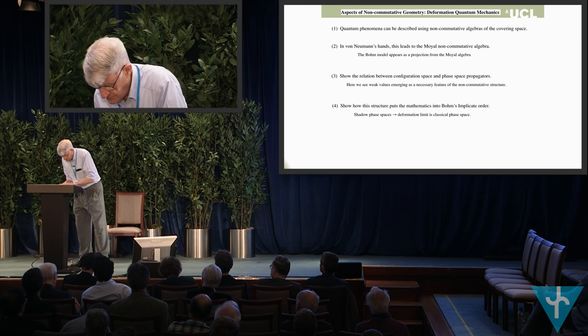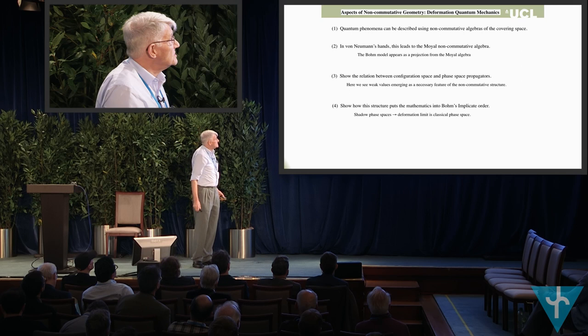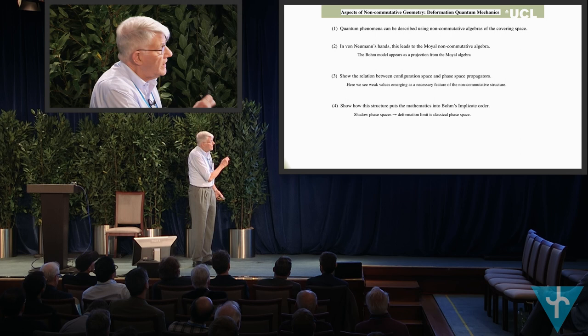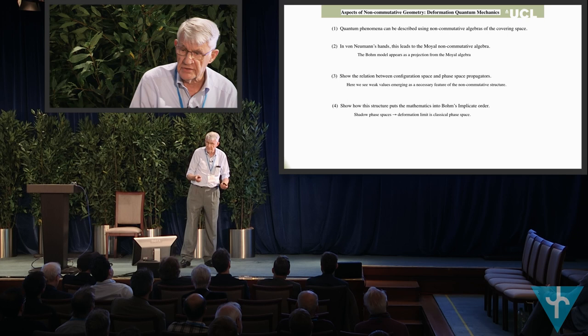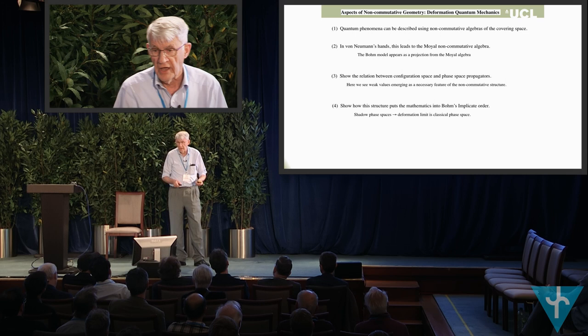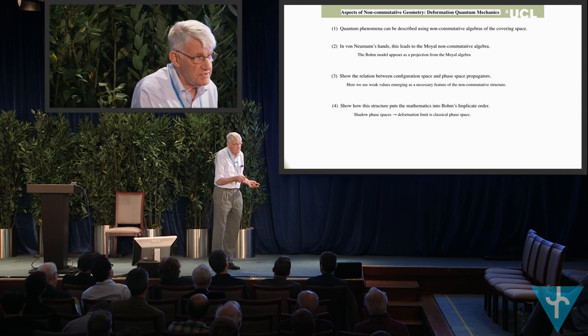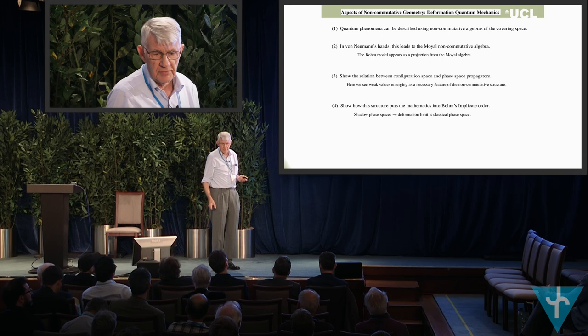Okay. And then I want to show that in von Neumann's hands, this non-commutative geometry actually leads to the Moyal non-commutative geometry. And Moyal has a bad name, but I think an unadvised bad name. And it seems that the Bohm model, and I'll show you this, the Bohm model actually is contained in the 1949 paper by Moyal. So it's coming out of a non-commutative structure. So could it be that these ideas are just a fragment on the top and there's some deeper structure which we should be probing? This is what I'm trying to get across.